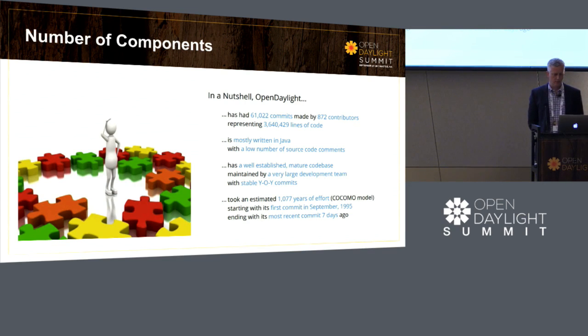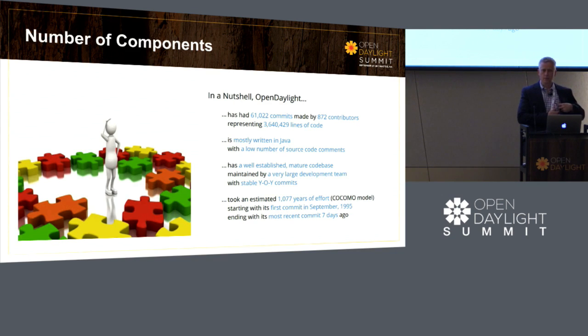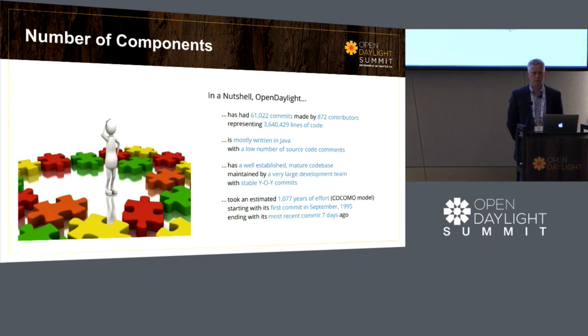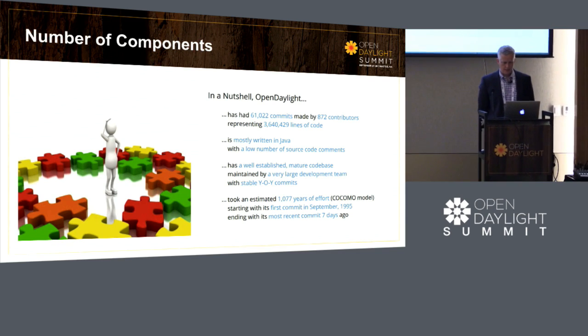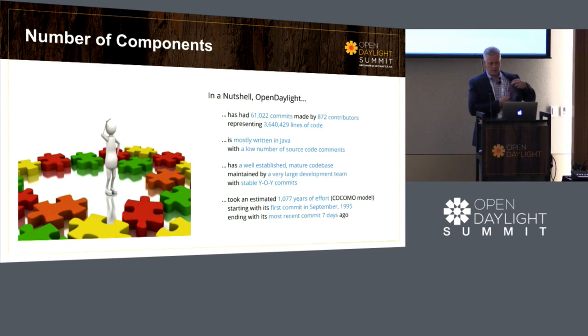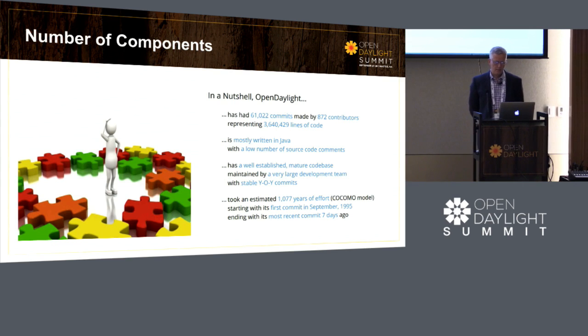That represents over 61,000 commits by almost 900 people and 3.6 million lines of code. So it's certainly a sizable project. It's the largest open source networking project that's ever existed. And pretty much all of it is in Java. Some of it's well commented and some of it's not, and that presents a challenge.